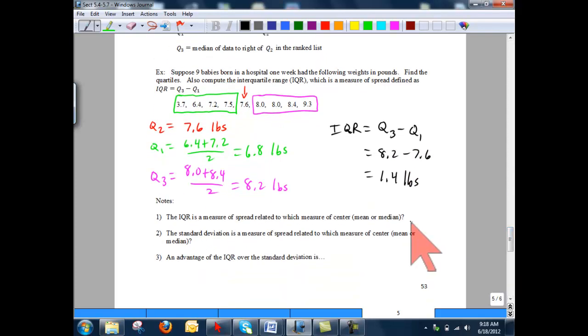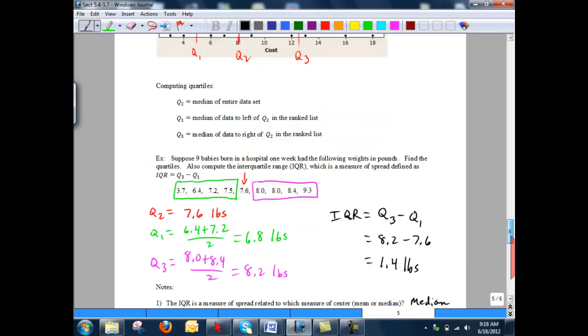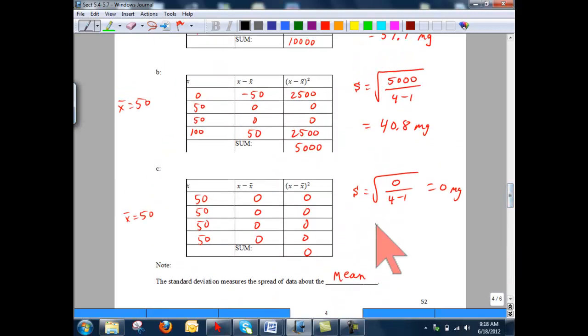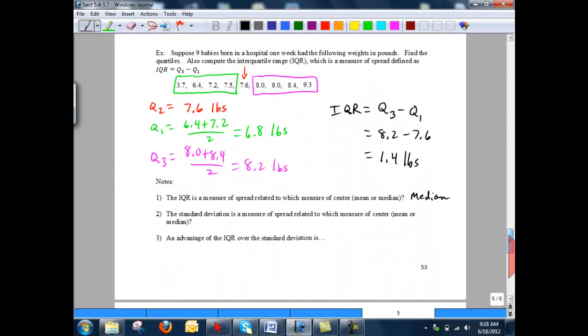Concept questions. The IQR is a measure of spread related to which measure of center? Mean or median? And if you look at the computations that were done to compute the IQR, obviously it's much more closely related to the concept of median. Whereas when we were talking about standard deviation, those computations were much more closely related to the mean.